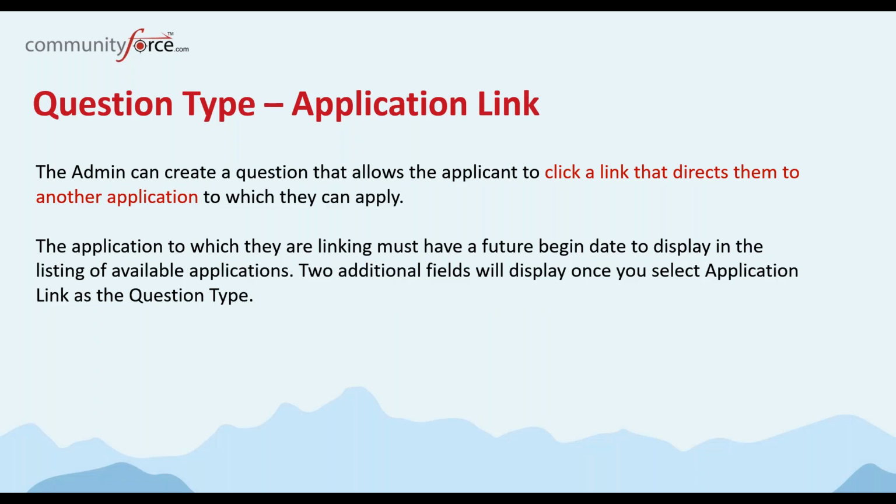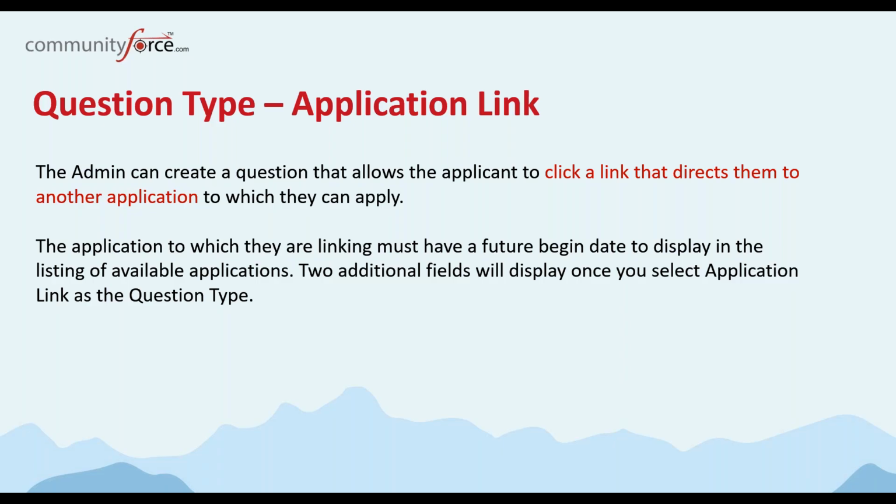So what is an application link? Well, with the application link question, you have two applications. You have a starter application where the applicant goes in, completes it, and then maybe based on that application, you determine that they can move forward to another application. So maybe it's just like an eligibility application. They go in, fill it out, you look at it, determine their eligibility, and then if you determine they're eligible, then you have another section you build within that.